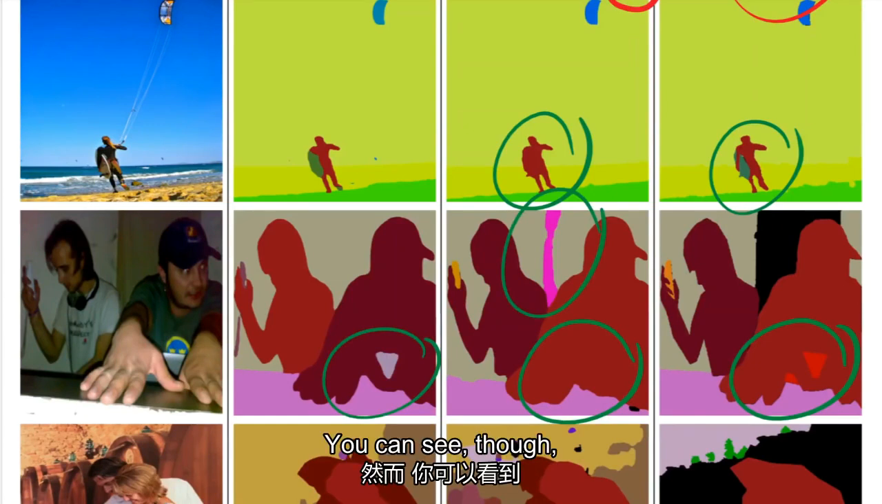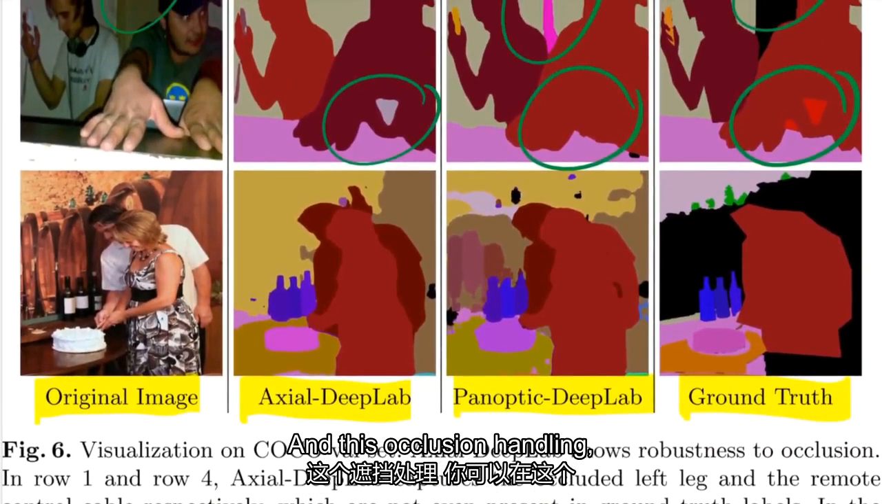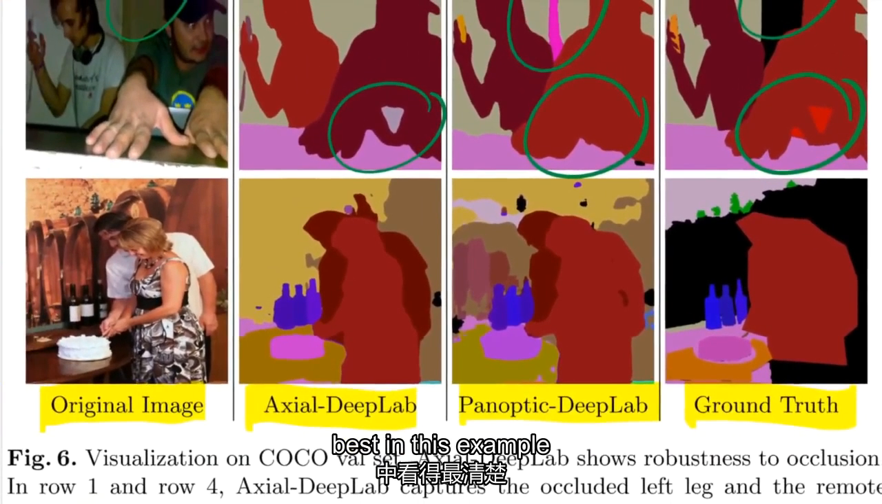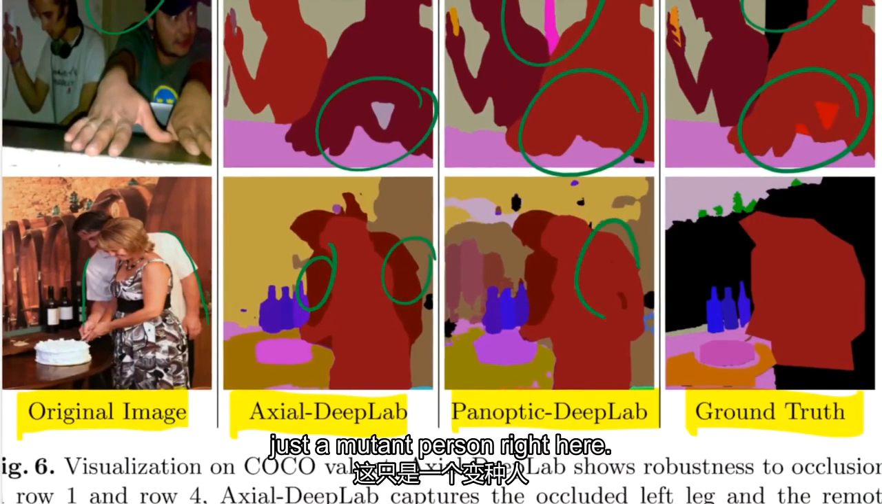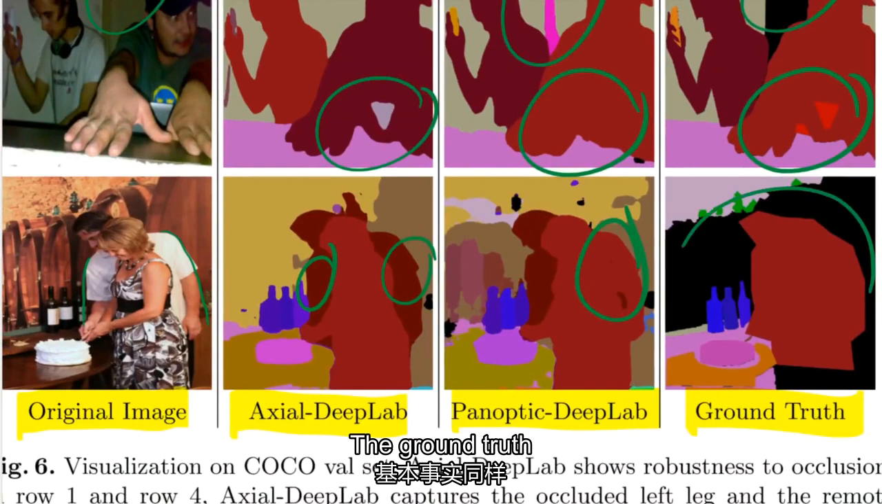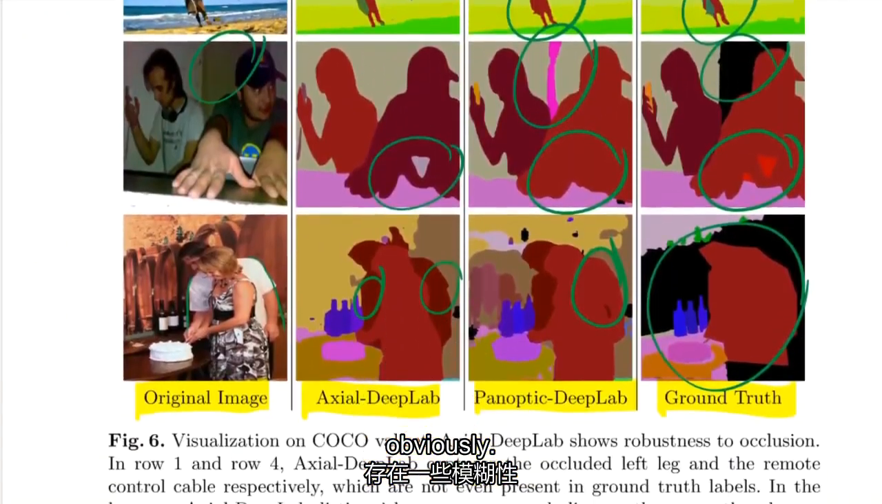You can see, though, the axial attention also misses the fact that it should segment this in the background. And this occlusion handling you can see best in this example, where the person in the back reappears on both sides of that person. So you can see that the axial attention manages to segment that, where that is just a mutant person right here. The ground truth is equally shaky. I think there might be some ambiguity in how you can segment these images, obviously.